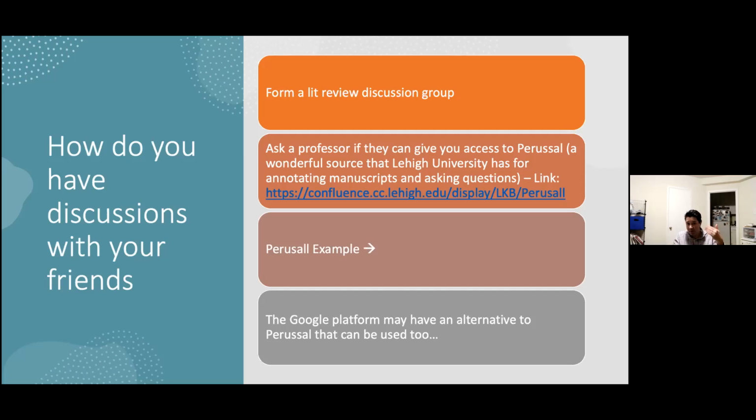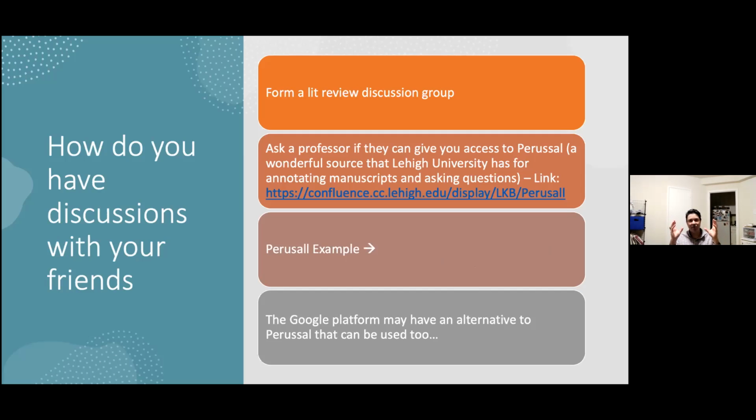And you're going to start building your biology toolkit by doing that, because you can get practice and experience reading manuscripts. There's also other techniques that you could use. If you aren't familiar with this software platform called Perusal, it's fantastic. And there may be some alternatives to that, like Google Platform. You guys are much more tech savvy than the professors are. So you guys know much more about this than we do.